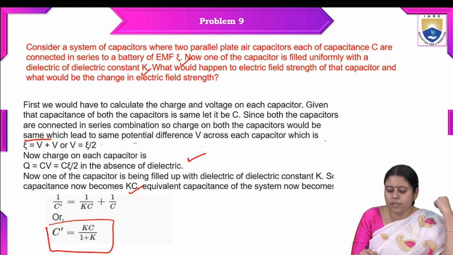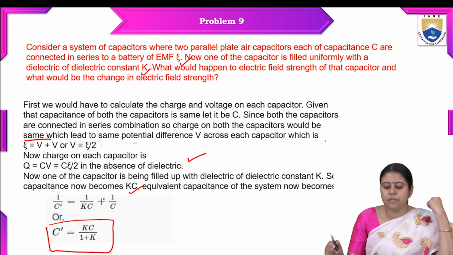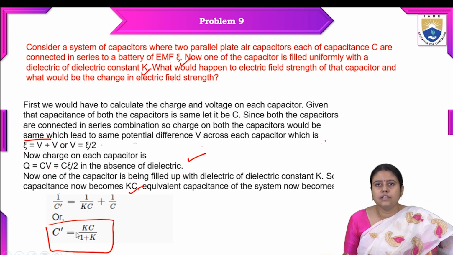Now, if we connect one capacitance, then 1 by C dash is equal to 1 by Kc plus 1 by C. So, C dash is equal to Kc by 1 plus K.